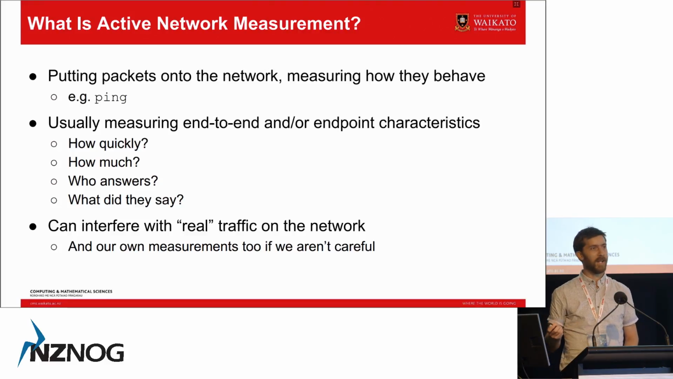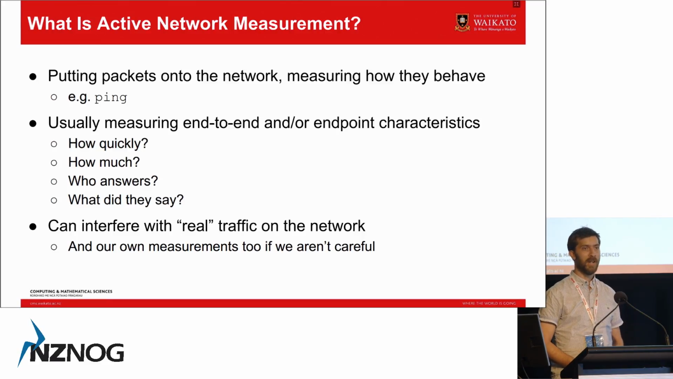So all the packets that we're sending for active measurement are not related to any useful user traffic, they're purely for measurement purposes. Usually this is about end-to-end or endpoint characteristics, so we want to know how quickly that other end responds to us, or how much data we can put through. If we're doing CDNs or anycast, maybe we want to know which actual data center or which machine replied to us. If we're doing DNS, we want to know what results we got back, or what was actually on that web server that we queried.